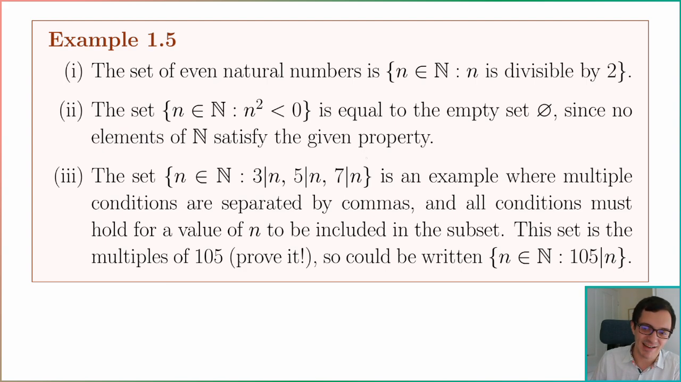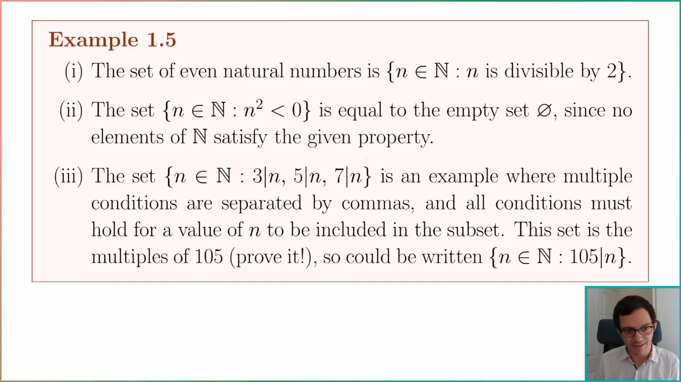does this set contain any elements at all? And in fact it does. You can find a number that is a multiple of 3 and 5 and 7. A good place to look is by multiplying together 3 and 5 and 7, which is 105. And in fact, I'm not going to prove it here, you should try and prove it. This set is precisely the numbers that are multiples of 105.